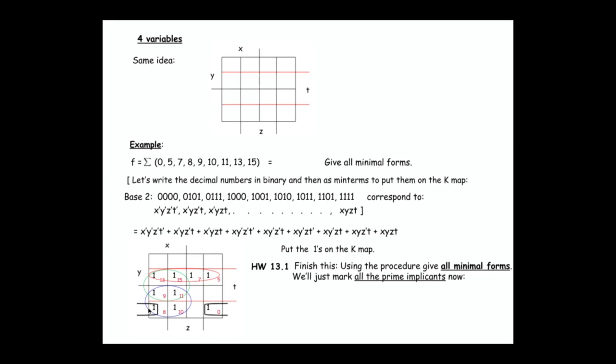Now, I here have 1, 2, 3, 4 prime implicants. So let's call them A, B, C, D. Will your minimal form have all 4 of them or no? Or will any of your minimal forms have all 4 of them? It shouldn't. Why?